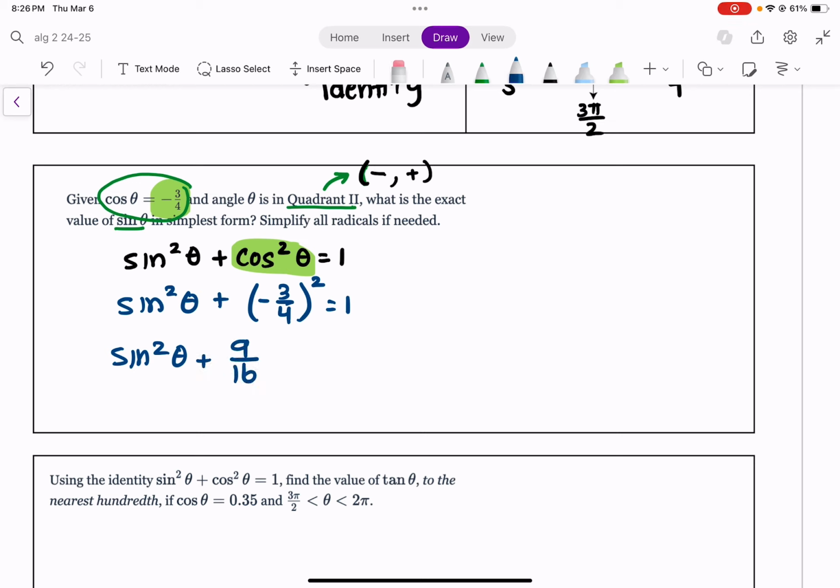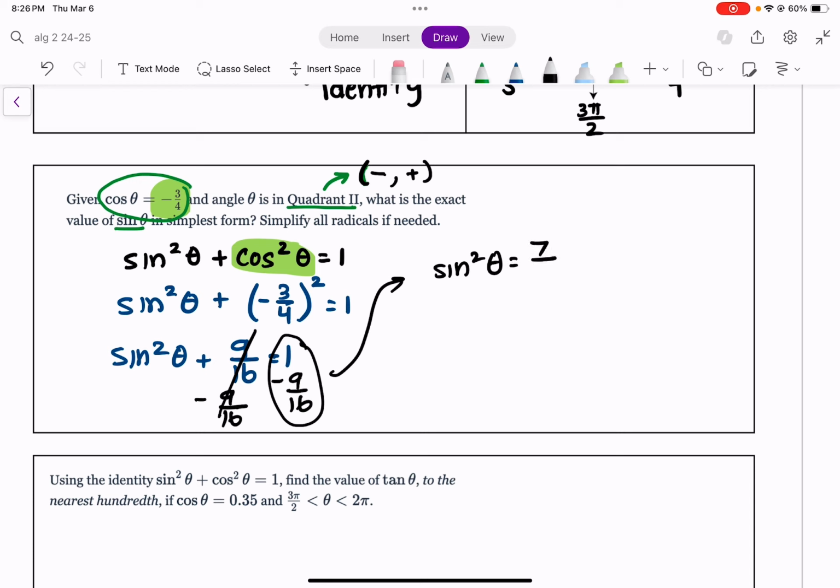And essentially what we want to do is we want to solve for sine, right? So we want to get sine by itself. So I'm first going to subtract 9/16, right? Because these will cancel out. And then you could put this in your calculator if you wanted to. And so I'm going to get sine squared of theta equals 7/16.